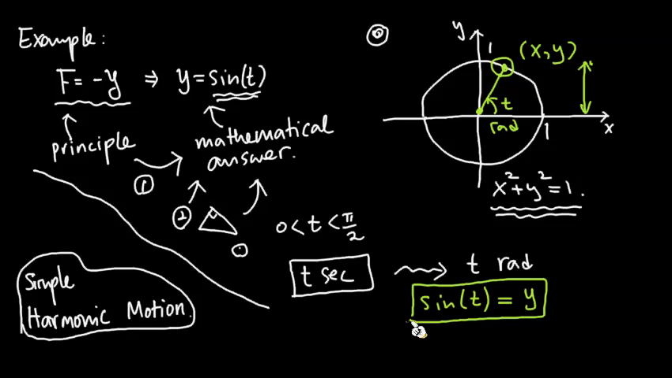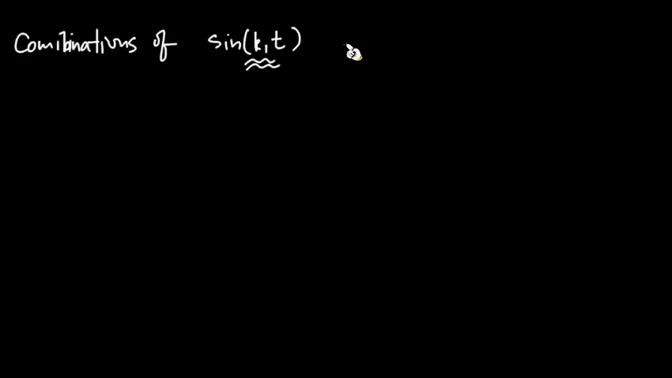So I'm going to show you what happens if we combine sine and cosine with different angular speeds involved. Here I'm looking at combinations of two different types: sine of k1t, which comes from some proportionality of Hooke's law or the principle of simple harmonic motion, combined with cosine of k2t, which comes from a different system.